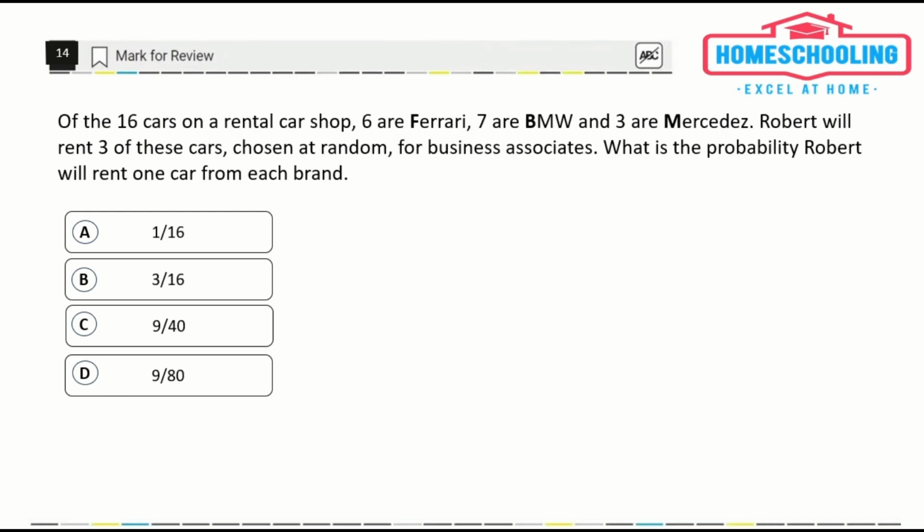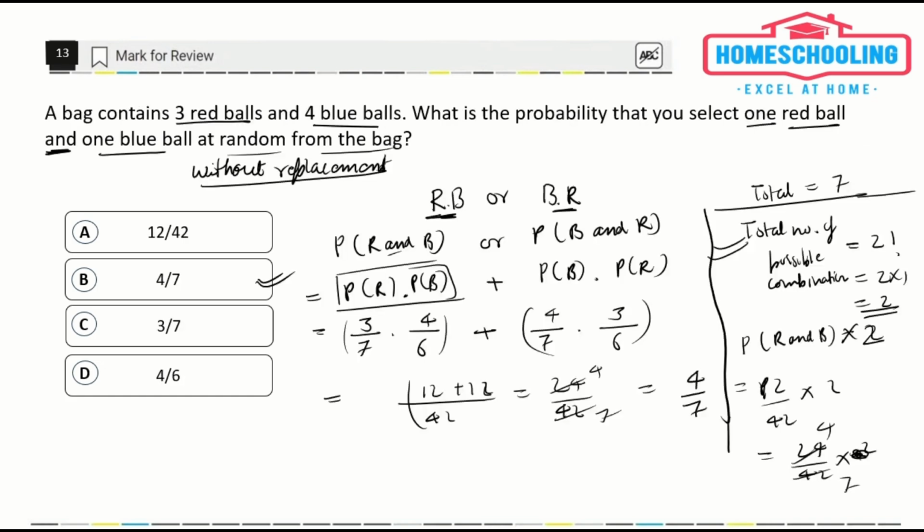Now let's move on to the last question. This question, I think, was asked in SAT 2022. A lot of students made a mistake here. They just solved this part. They forgot about the number of possible combinations. So a lot of students made this mistake in 2022.